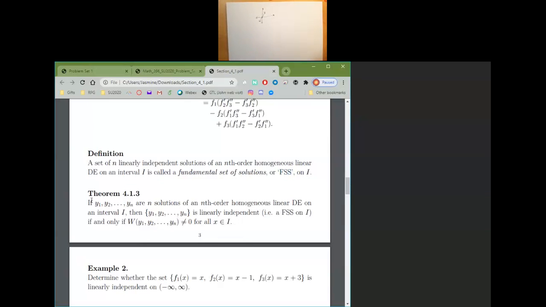Theorem 4.1.3: if these are specifically the n solutions of an nth order homogeneous linear differential equation on this interval I, then the set containing these functions is linearly independent, i.e. a fundamental set of solutions on that interval, if and only if the Wronskian is non-zero for all x on that interval. Sorry, lingering on linear independence for a second.